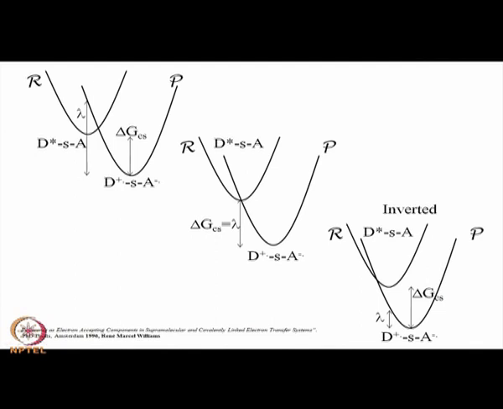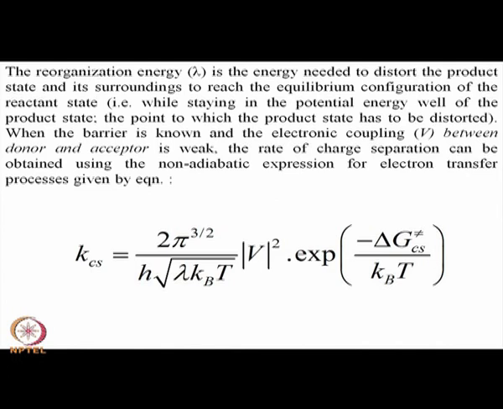Now, here actually the donor and acceptor are separated by a spacer, and this is your D star A, and this is after electron transfer has taken place, okay. And as I told you, reorganization energy is the energy needed to distort the product state and its surroundings to reach the equilibrium configuration of the reactant state.